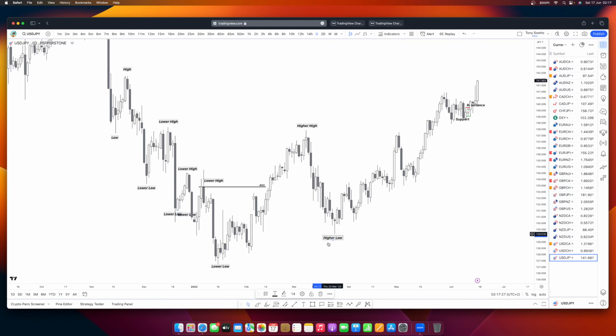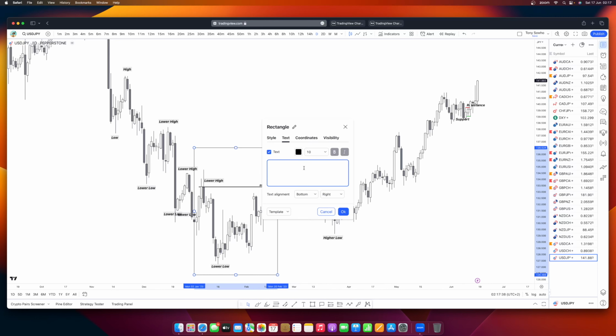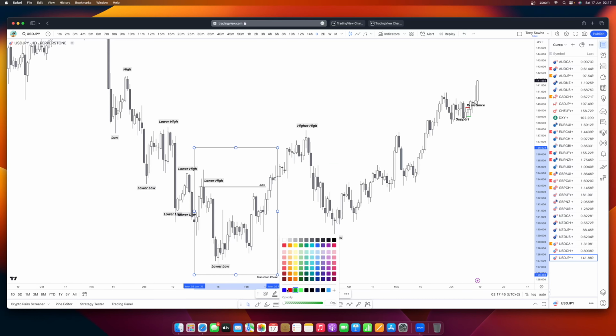Now, why am I taking this buy? Because I've been able to identify this area here is what we're going to call the transition phase. This is where the break of structure happened. Okay, you see it now? Definitely. So this is a transition phase.